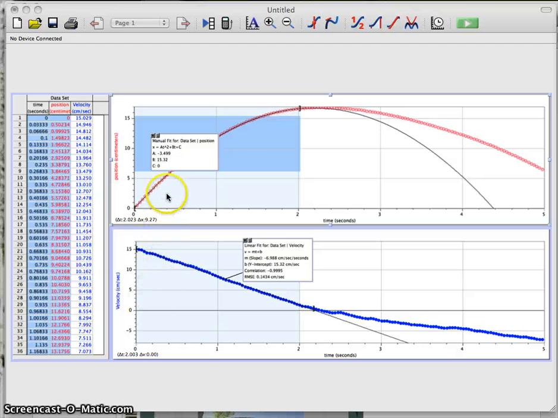Okay, so I'm going to use these basic equations in VPython. Notice position is going to be 1/2 acceleration times time squared, plus initial velocity times time plus my initial position, and my velocity is going to be my acceleration times time plus my initial velocity.